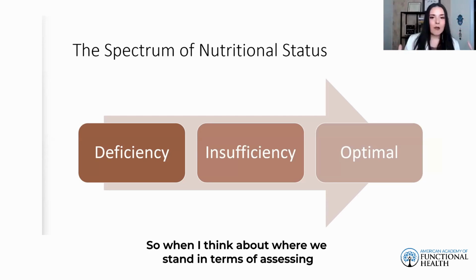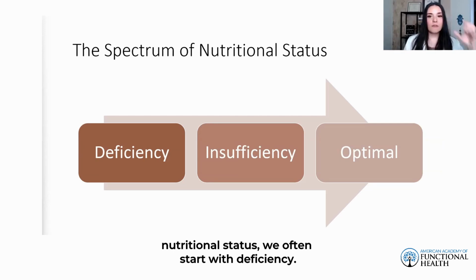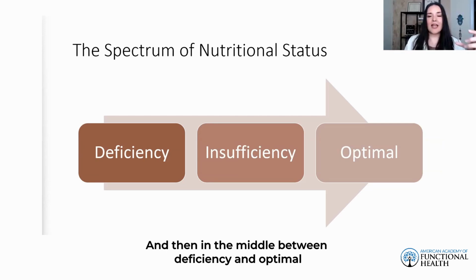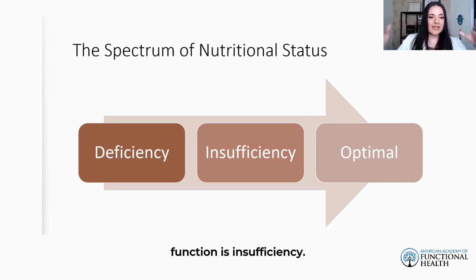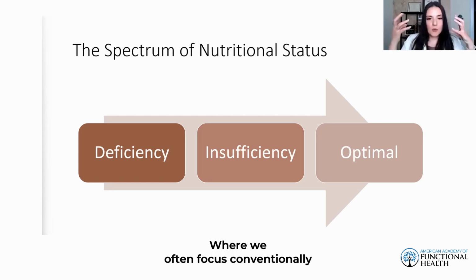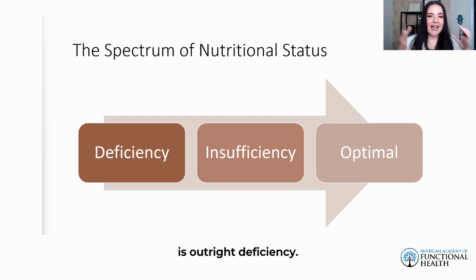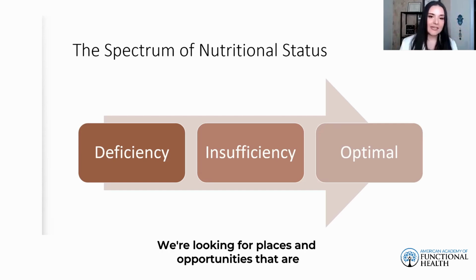So when I think about where we stand in terms of assessing nutritional status, we often start with deficiency, and then in the middle between deficiency and optimal function is insufficiency. Where we often focus conventionally is outright deficiency. We're looking for places and opportunities that are outright deficient.